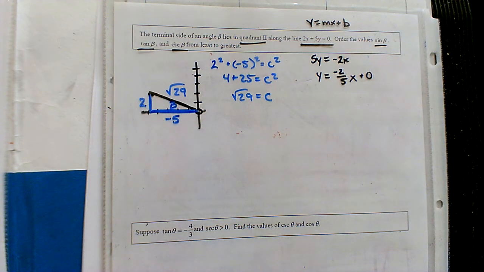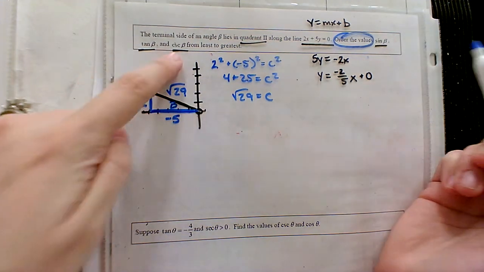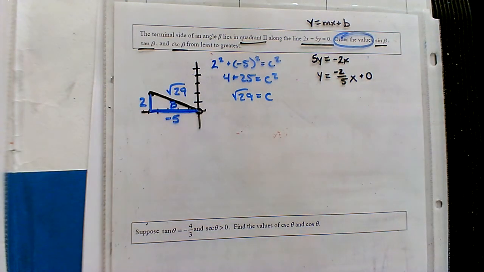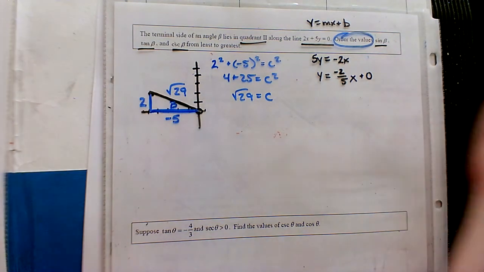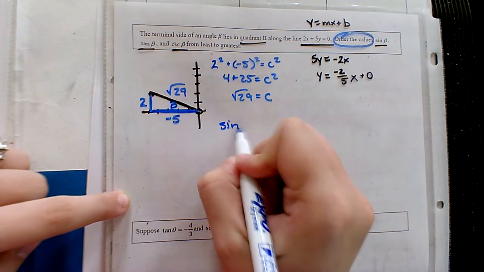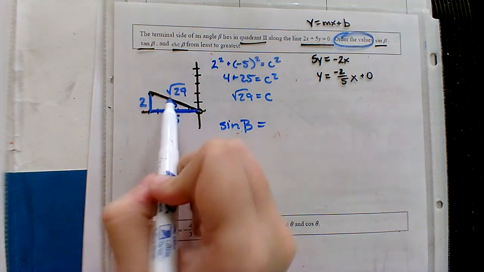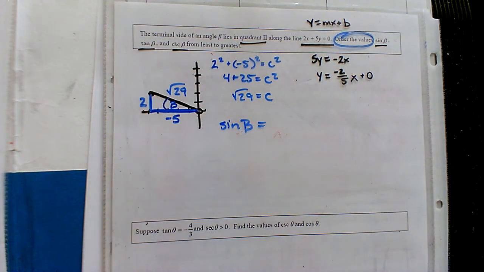All right, so they're not particularly asking us for all of the other trig values. They want us to order the values of sine, tangent, and cosecant from least to greatest. So we only need to figure out those 3. You could figure out the other 3, but not necessarily needed for this question. So let's see if we can figure out the sine ratio of our angle beta. What would that look like? Think about SOHCAHTOA for your triangle.